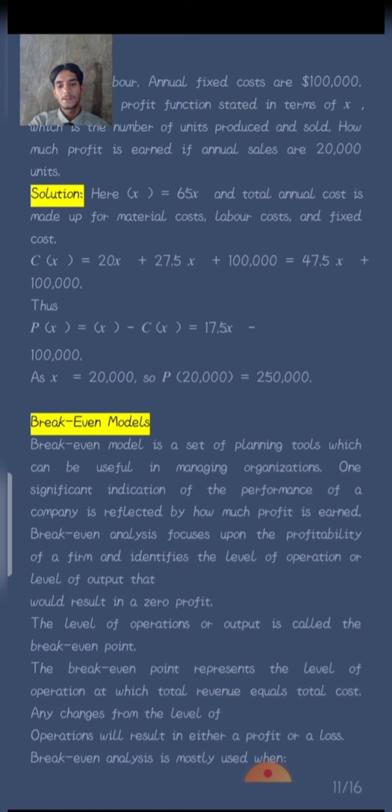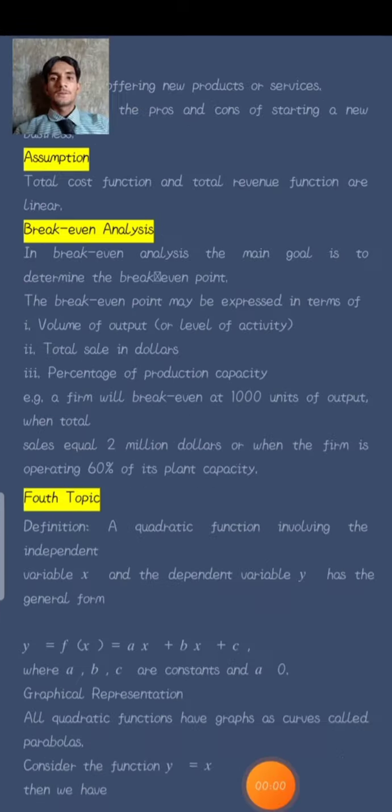The break-even point represents the level of operation at which total revenue equals total cost. Any change from this level of operation will result in either profit or loss. Break-even analysis is mostly used, number one, when a firm is first offering any product or service, and number two, when evaluating the pros and cons of starting a new business. Assumption: the total cost function and total revenue function are linear.